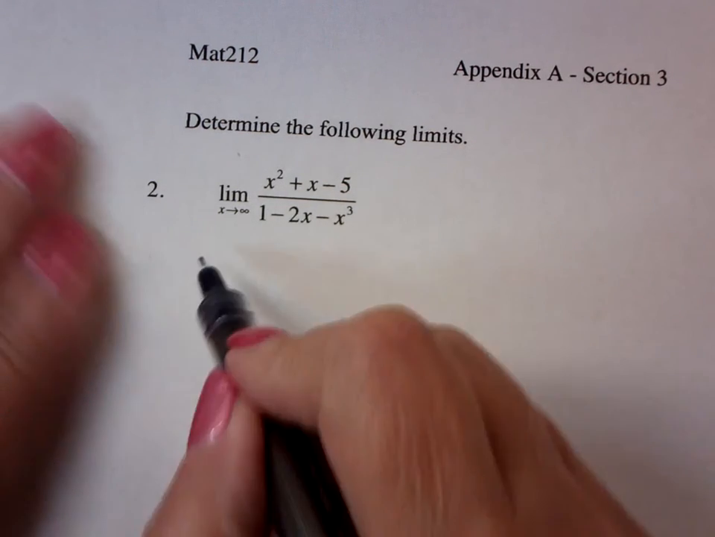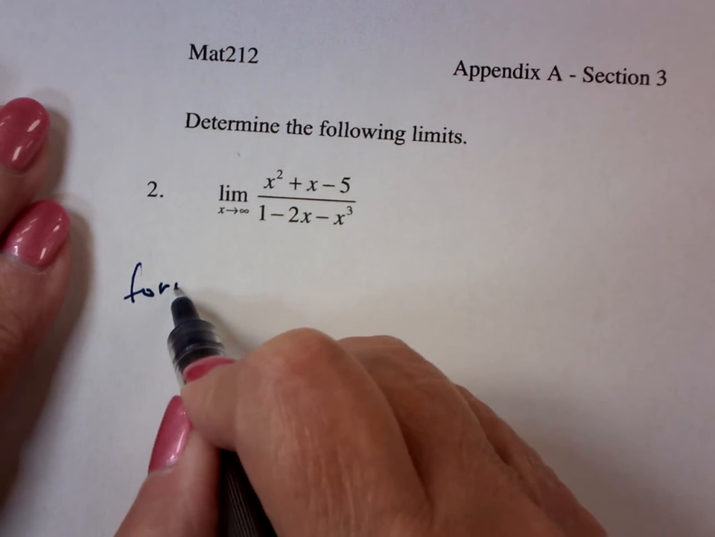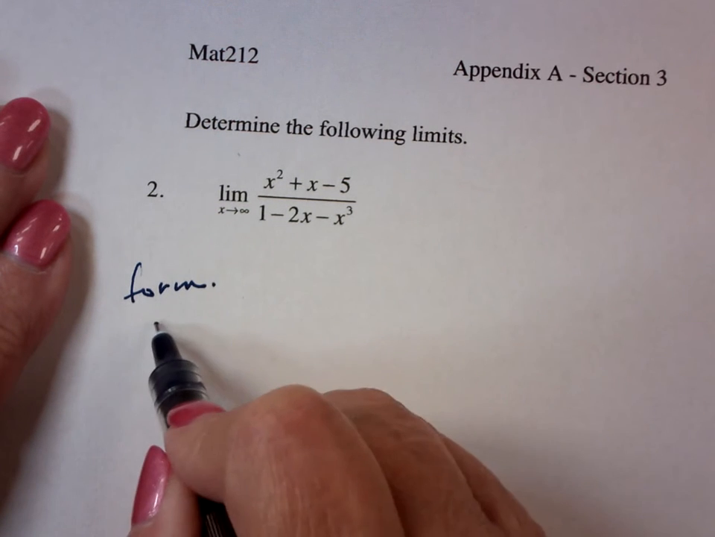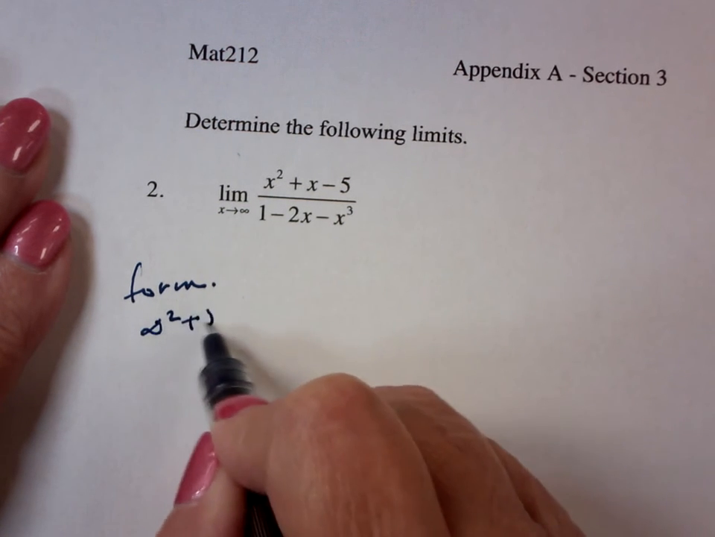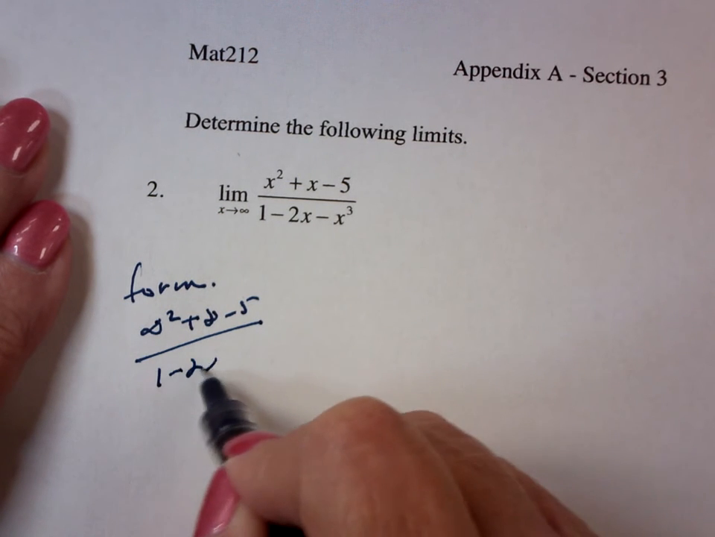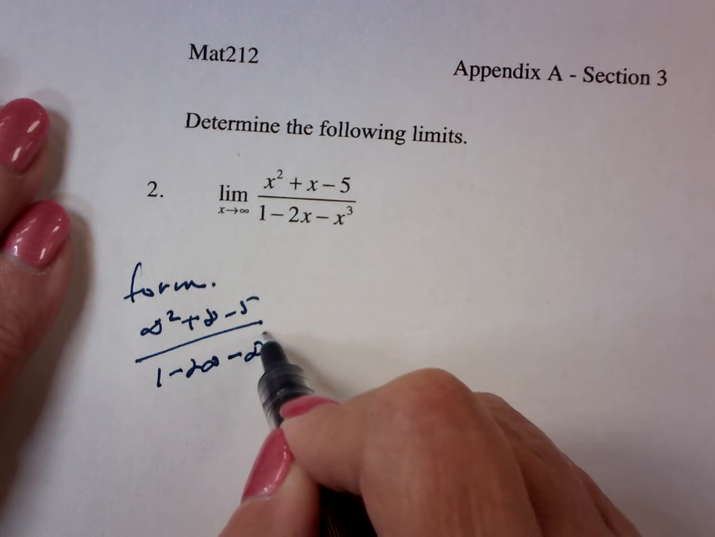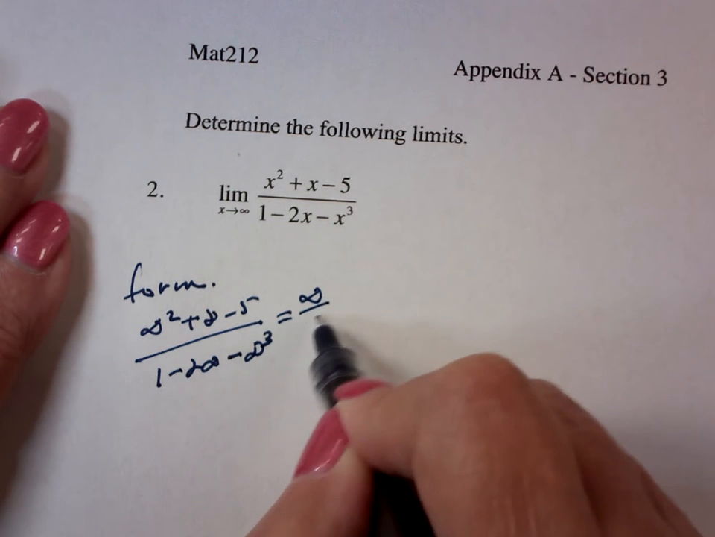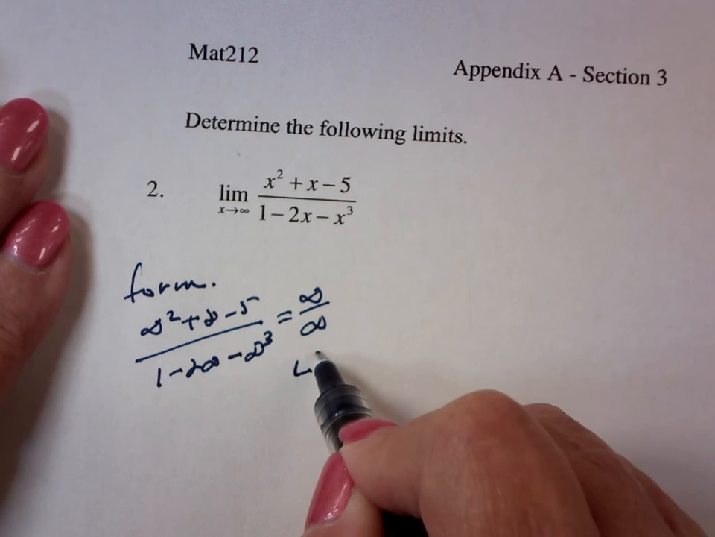So if I put in infinity, this would be infinity squared plus infinity minus 5 over 1 minus 2 infinity minus infinity cubed. That's clearly infinity over infinity. So that's L'Hopital's rule.